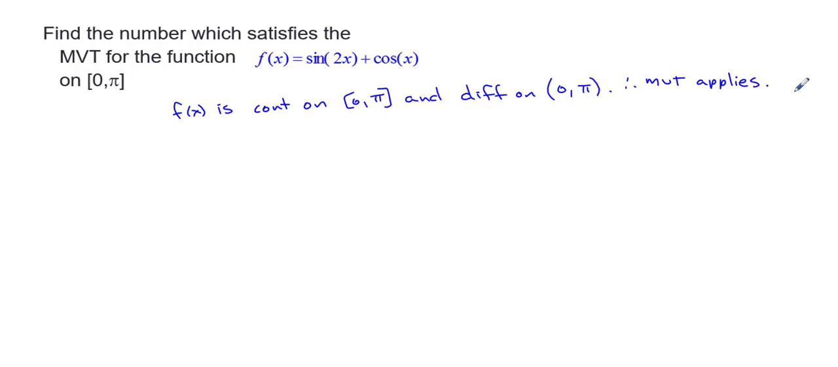Now just execute MVT. Find out where the average rate of change equals instantaneous rate of change. So we're going to find f of pi minus f of 0 all over pi minus 0. Just writing this out could score you 1 point on the FRQ. All right, got the bottom. The top would be what?